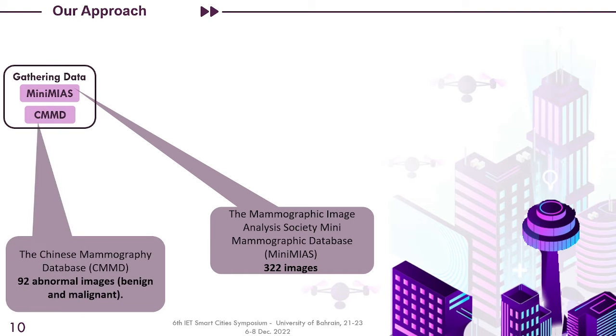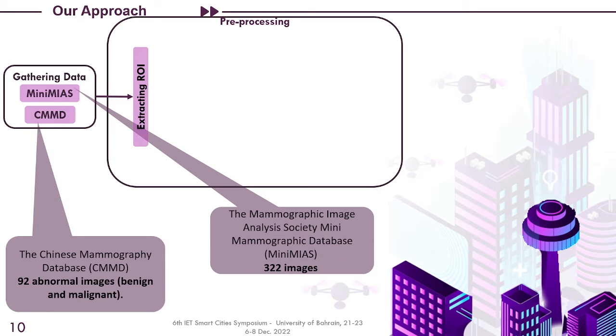And the second one was the Chinese mammography database, which includes just abnormal cases, where 92 missing abnormal images, mixed benign and malignant, were added as a sample from this database, covering the shortage of images in the abnormal class. That made the total number of images in each class equal.